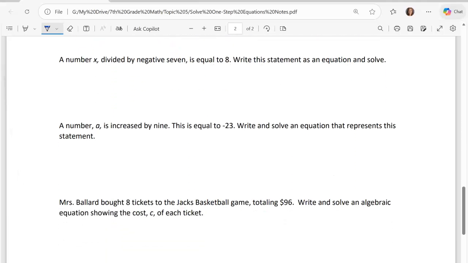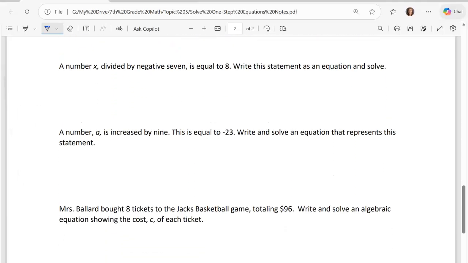Okay, let's go to the next one. A number x divided by negative 7 is equal to 8. Write the statement as an equation and solve. Okay, a number x divided by negative 7 is equal to 8. Remember, we're always looking for what it equals. Equal to 8. That means 8 is going to go at the end of the problem. And then we go back and reread.